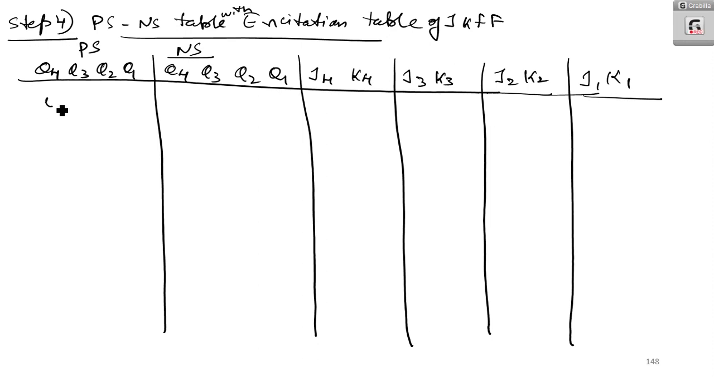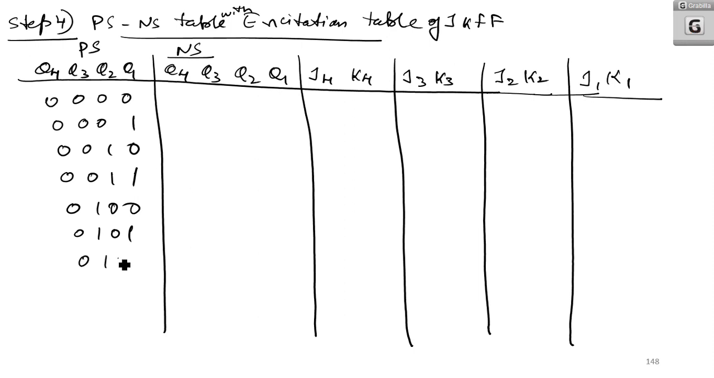So 0, 1, 2 means 0010. 3, 4, 5 is 0101. 6 it is 0110. 7, 8 and it is only up to 9. This 9. Now the present state 0 will go to next state as 1, that is 0001. 1 means it is going to 2.